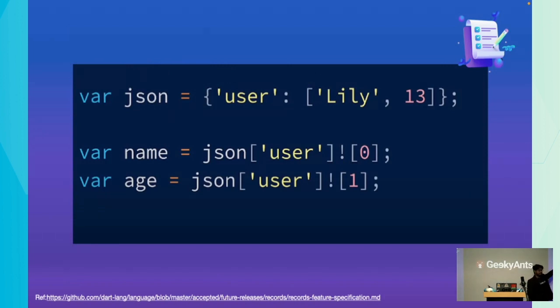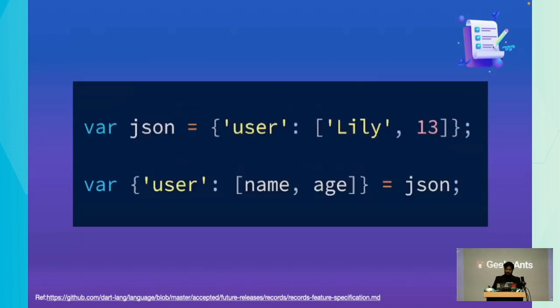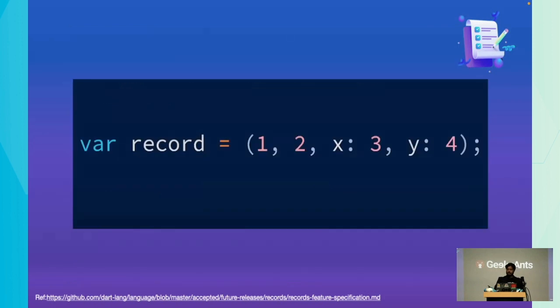You have a JSON, which has a type user, and in user you have an array with Lily and 13. And how to retrieve data? You can retrieve it like this: JSON of 0 is my name, JSON of 1 is my age.